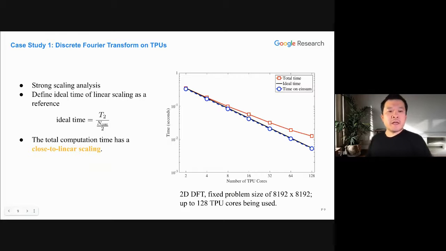Now let's look at the strong scaling analysis. This is a 2D DFT example. The problem size is fixed at 8K by 8K. We first use 2 cores and keep doubling the number of TPU cores being used up to 128 cores. We define the ideal time as a reference, which is from the linear scaling with respect to computation time with 2 cores. From the figure on the right, it shows that a close to linear scaling of the total computation time is achieved. The scaling of the time spent on einsum is linear because the tensor contractions are localized within the cores and performed completely in parallel.